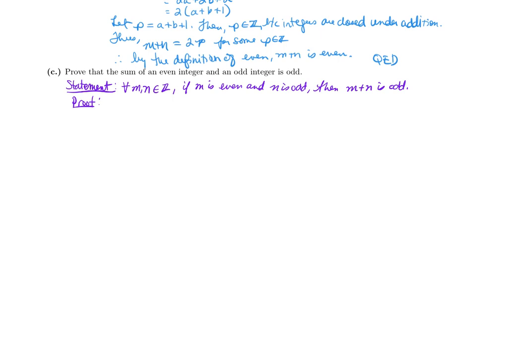So our proof says then that we can suppose that m is an even integer and n is an odd integer.